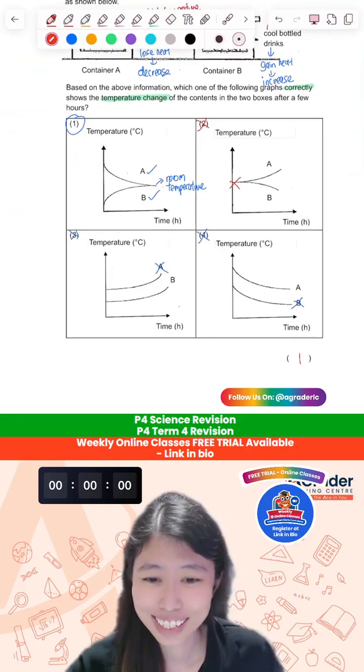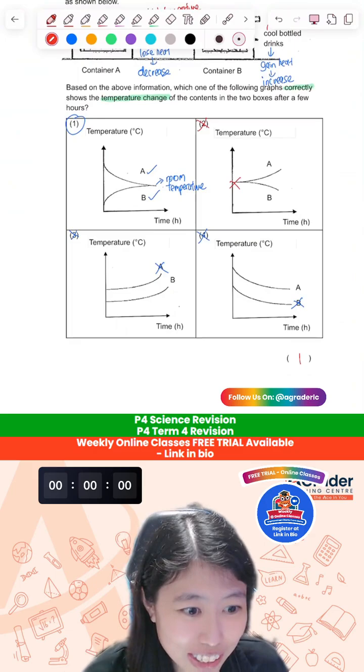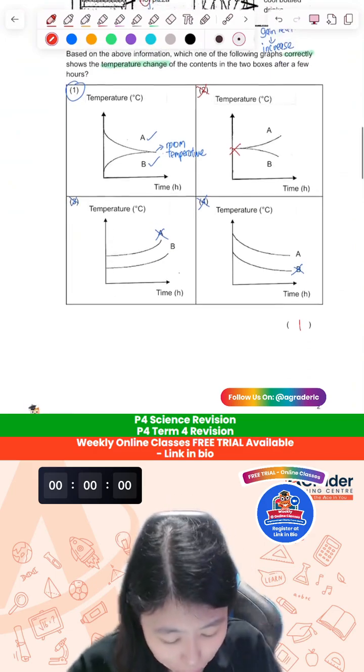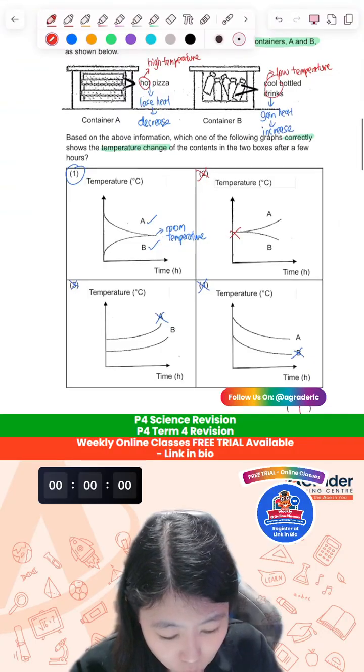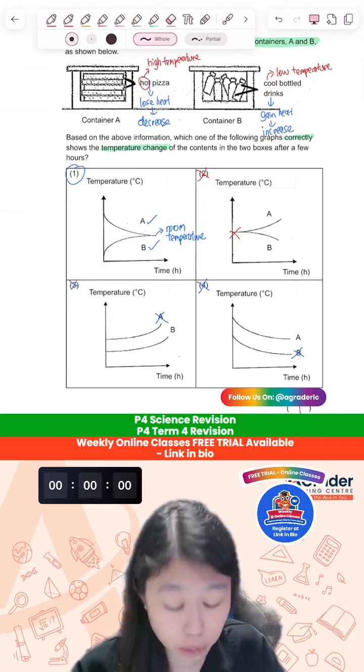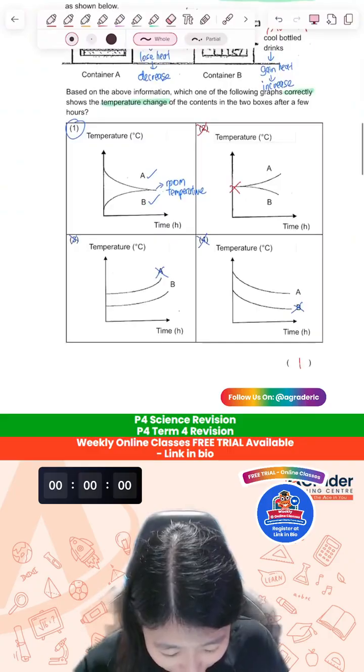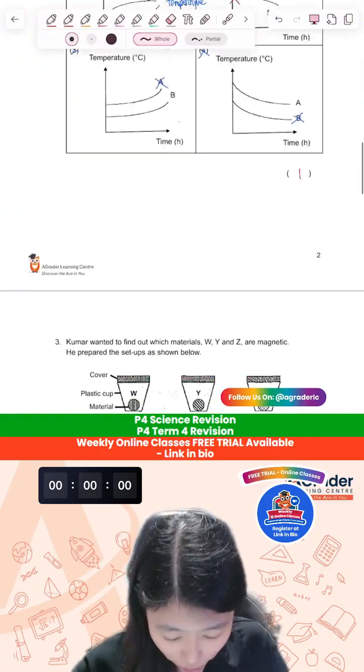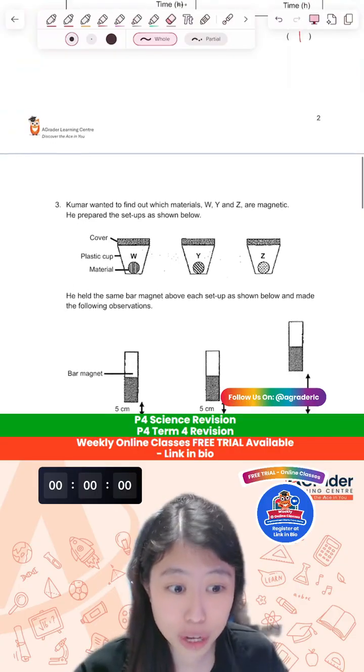Okay, so good. We cannot choose 4 because cool drinks gain heat, so temperature is supposed to increase. Okay, so everyone, I'm going to move on and let's look at question 3.